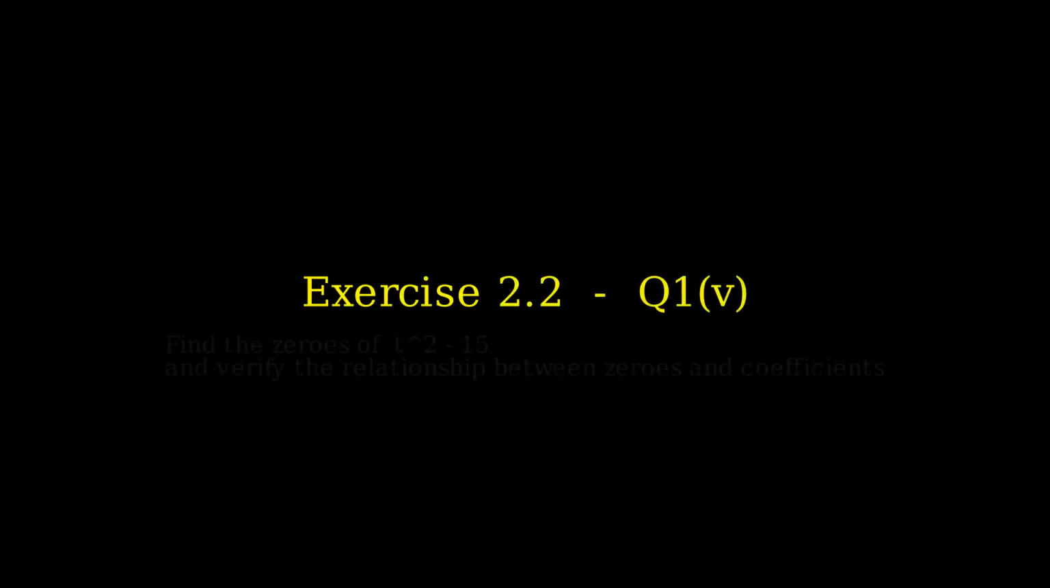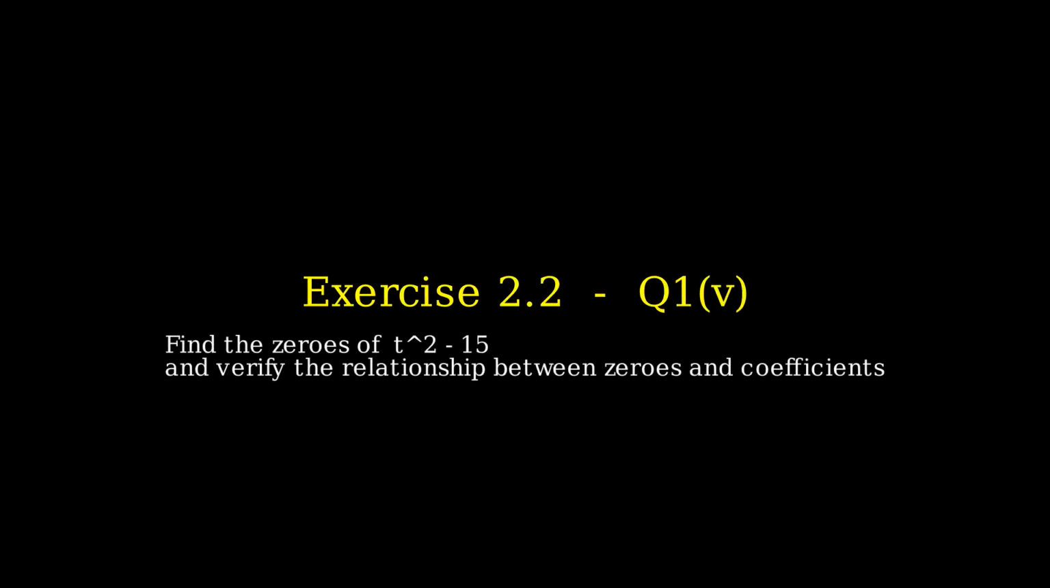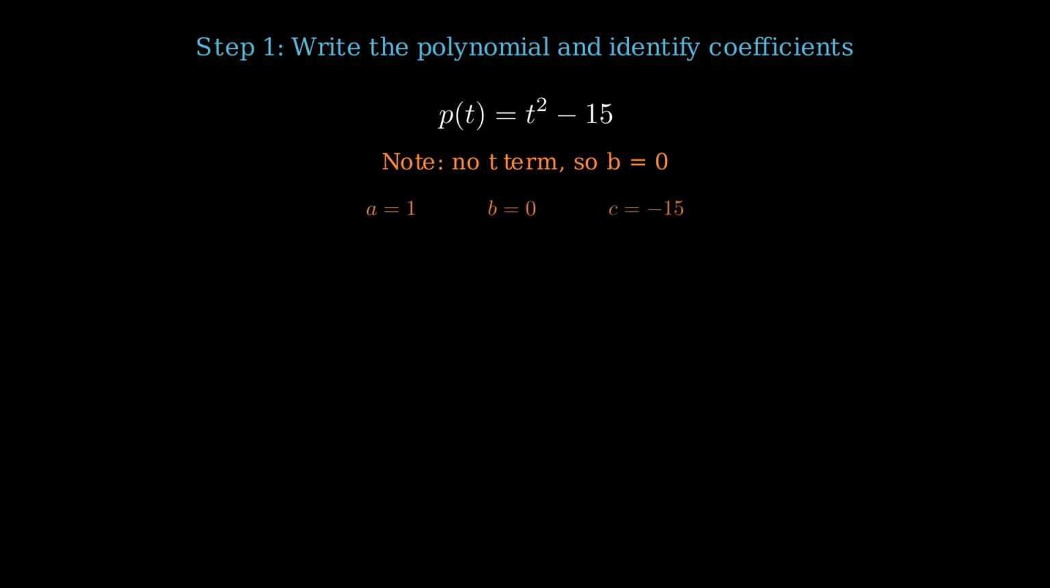Exercise 2.2, Question 1, Part 5. Find the zeros of t squared minus 15 and verify the relationship between the zeros and the coefficients. Step 1. Identify the coefficients. P of t equals t squared minus 15. Here a equals 1, b equals 0 because there is no t term, and c equals negative 15.